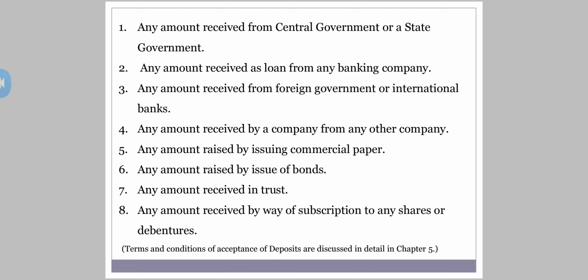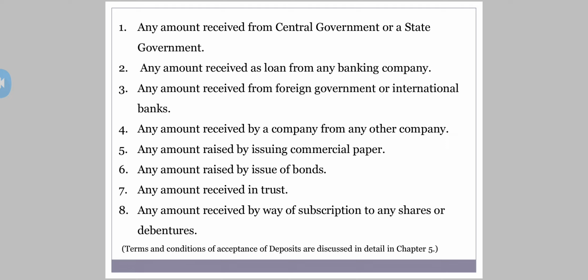So these are the eight conditions: if the company receives amount in these forms, it will not come under deposit. What is the first one? Any amount received from the central government or a state government. Second, any amount received as a loan from any banking company. Third is the mixture of both: any amount received from a foreign government or international bank. Fourth one is any amount received by a company from any other company.